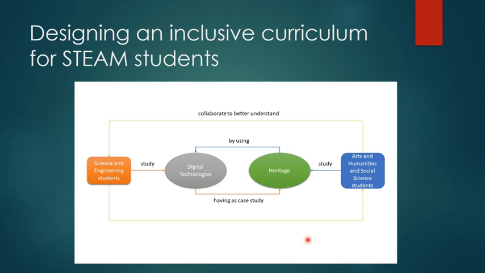So we've got the science and engineering students that are literate in digital technologies and they can use heritage as a case study. On the other hand, we have the arts and humanities and social science students that could have heritage topics as assignments and they could be using digital technologies to better understand their problems. So, in a sense, all of them address the same problems and the same topics, but from different angles, harnessing their own advantages.